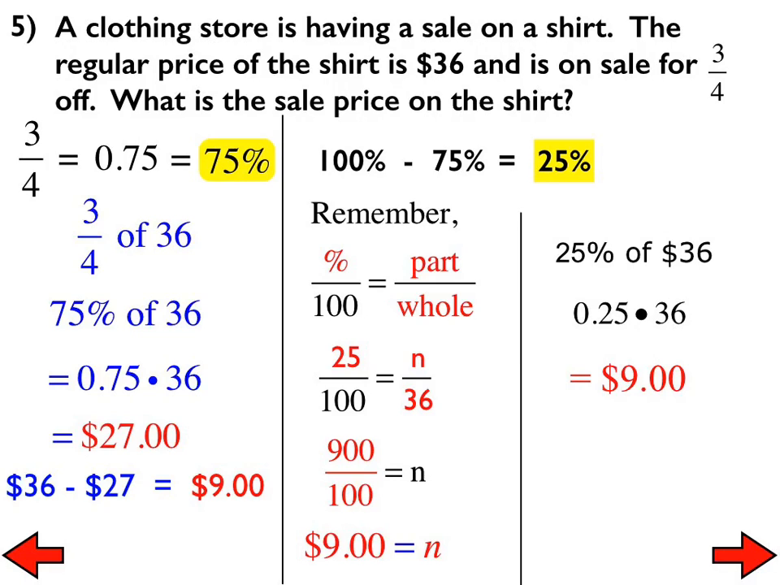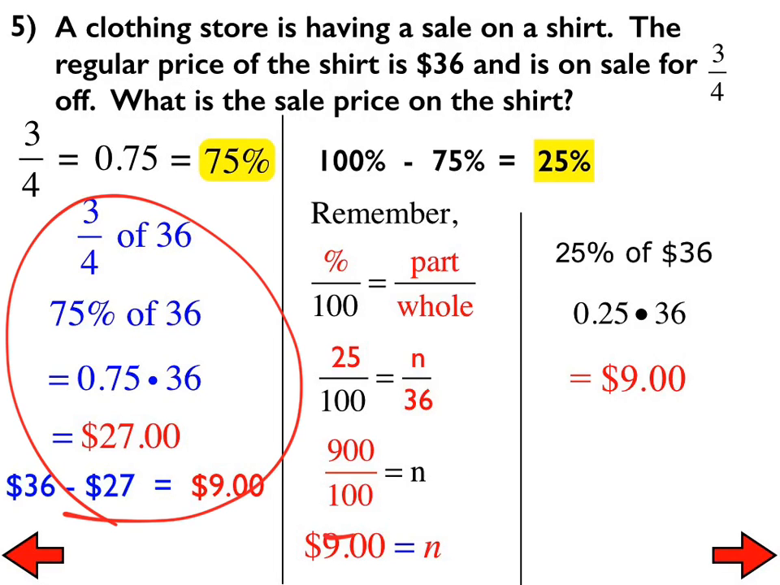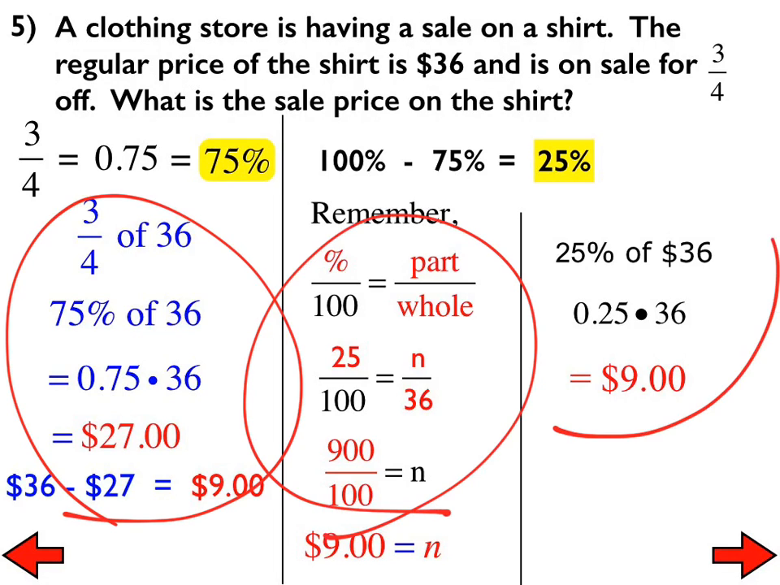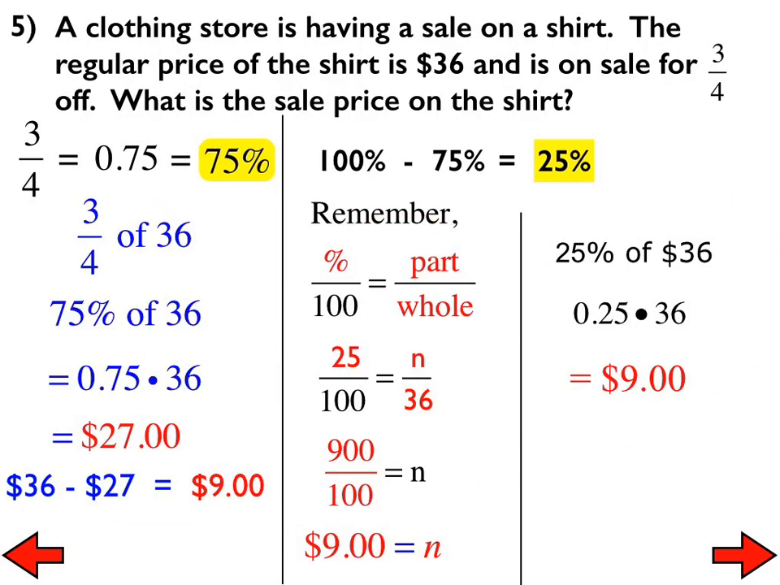We've talked about all 3 of these ways. Some of you still use this way. Some of you are using proportions. And some of you are doing it the fastest way. It's your choice. You do it any way that you want to.